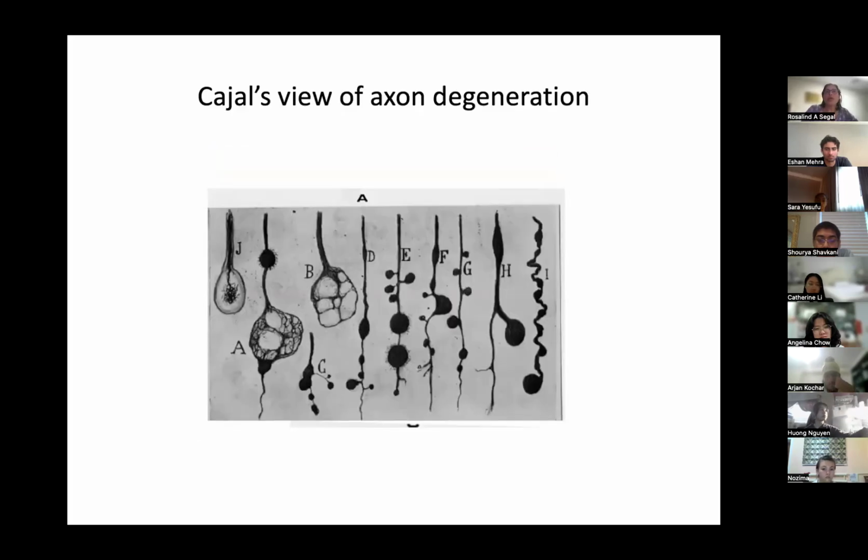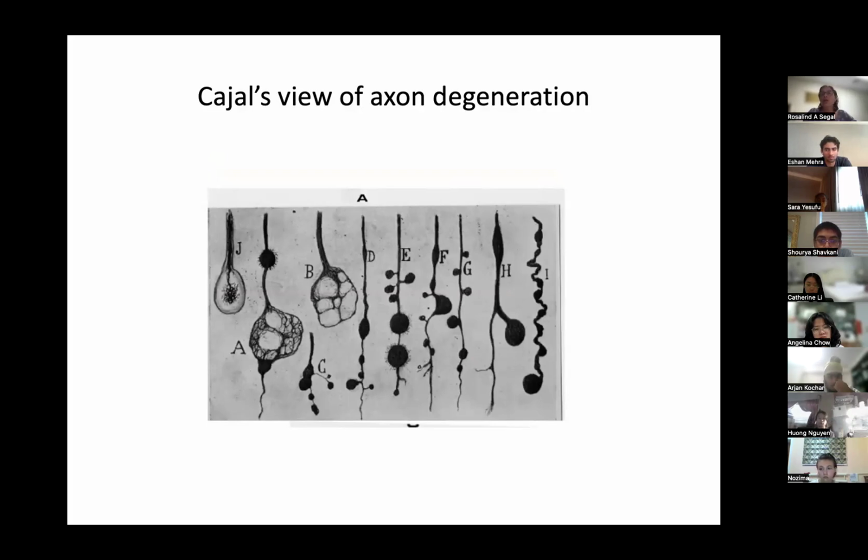So I don't know how many of you have heard of Cajal. He was one of the great neuroscientists. And part of what he was great at was just looking at the nervous system using stains that previously hadn't been available.